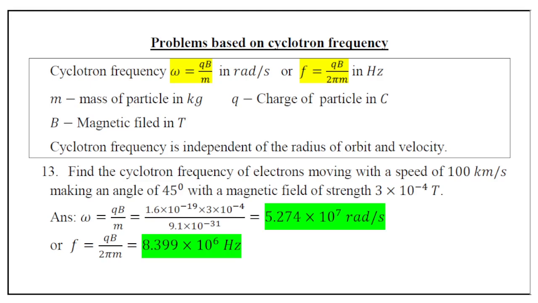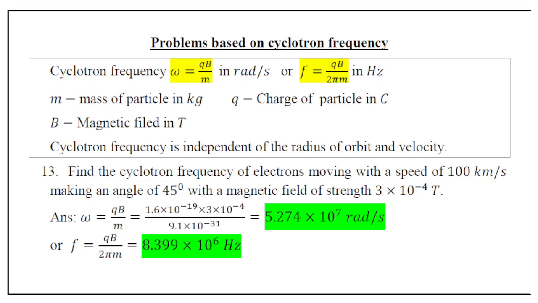And the next are problems based on cyclotron frequency. Cyclotron frequency omega equals qB by m in radian per second, or in hertz it is qB by 2 pi m. q is the charge of the particle, B is the magnetic field, and m is the mass of the particle. An important point is that cyclotron frequency is independent of the radius of the orbit or velocity. It depends only on the charge and mass of the particle.